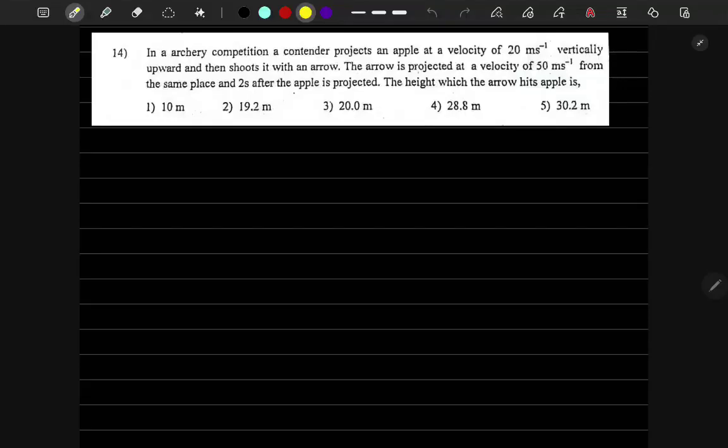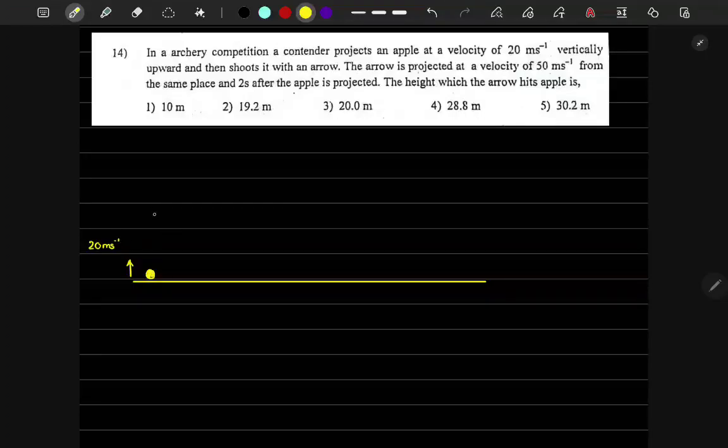Question number 14. An apple is projected at 20 meters per second upwards. Then they say that afterwards they shoot an arrow. But the arrow is shot at 50 meters per second, 2 seconds after the apple is projected. So it is something like this, if we consider this as the flow. So what is the initial velocity of the apple? 20 meters per second. The initial velocity of the apple is 20 meters per second.